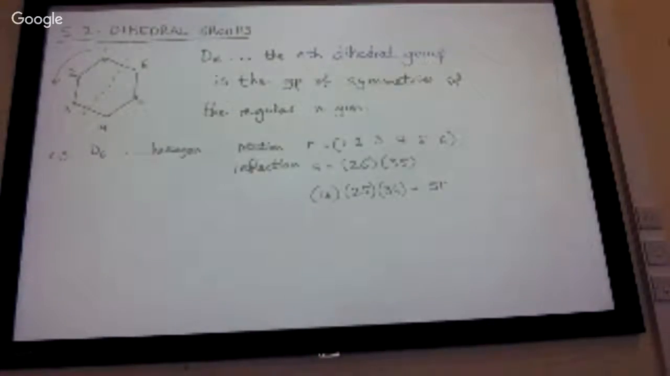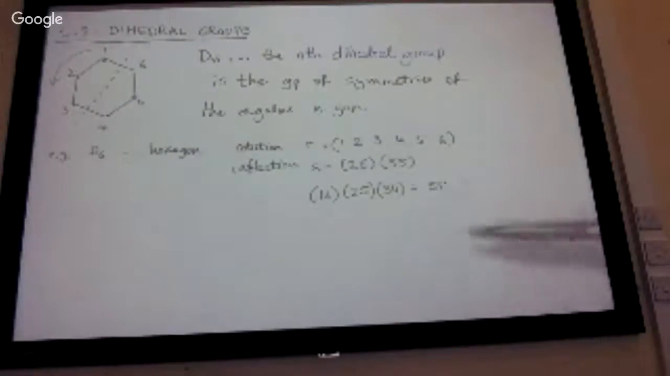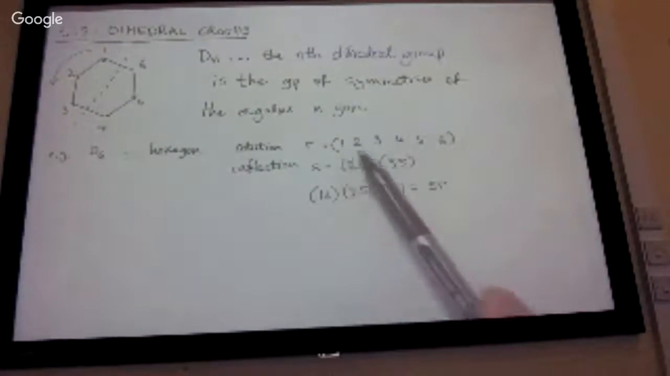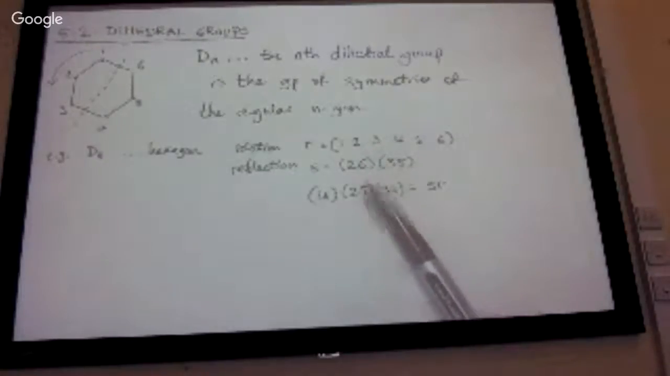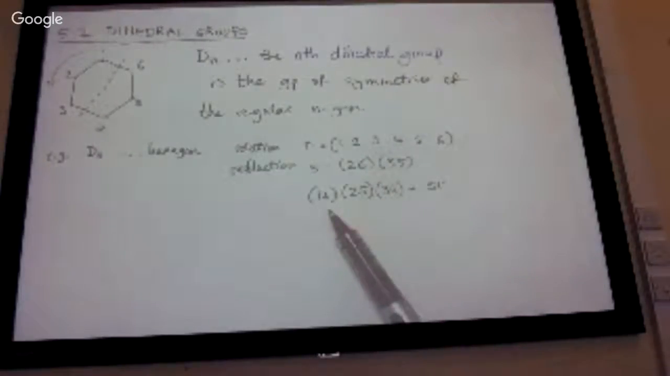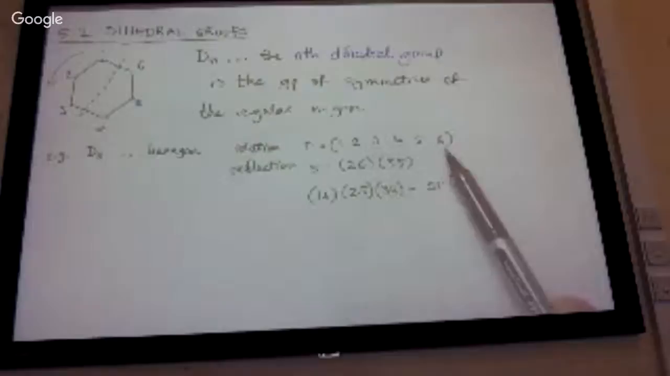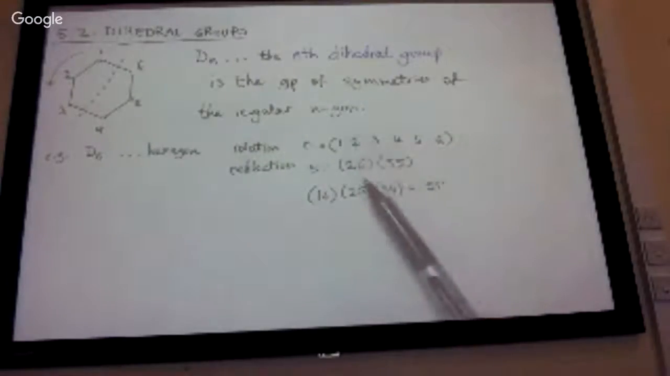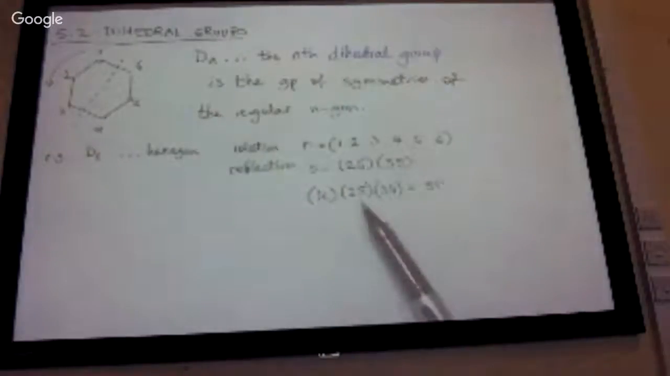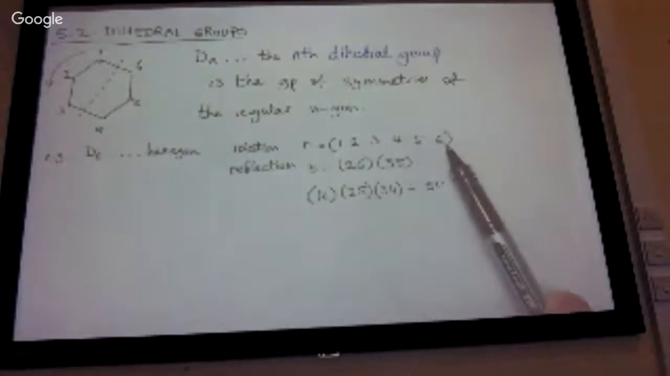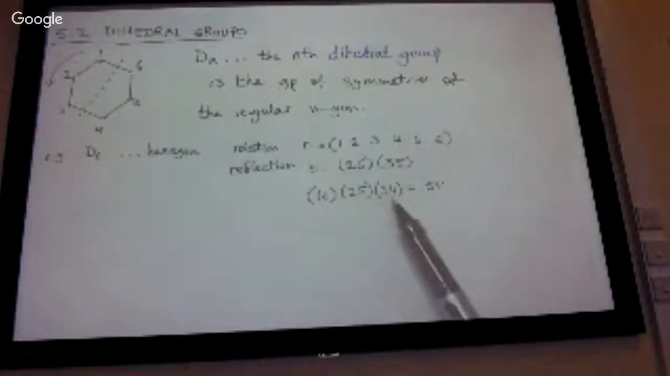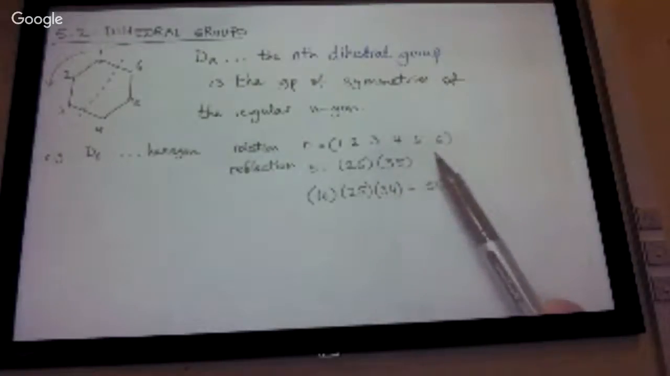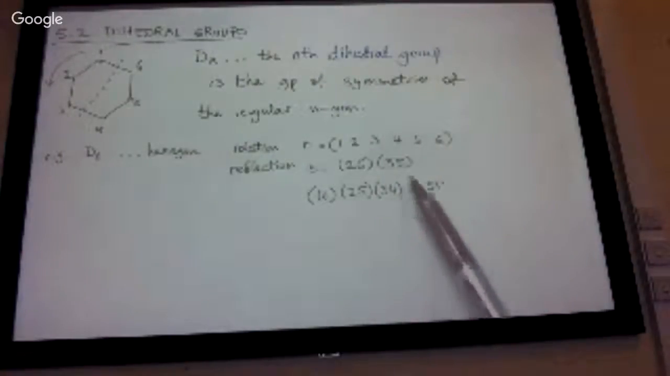Do you believe me? So first, we write it right to left. So 1 goes to 2, goes to 6. Yes. 6 goes to 1, goes to 1. Yes. 2 goes to 3, goes to 5. Yes. 5 goes to 6, goes to 2. Yeah. 3 goes to 4, stays 4. 4 goes to 5, goes to 3. Yeah, that one.